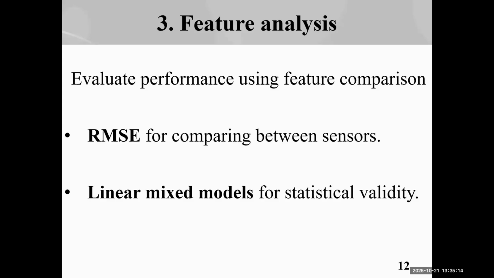And in the feature analysis, after we calculate all the features, now we can evaluate the performance by comparing the features. How will we do so? We use two metrics. The first one is RMSE, for comparing between two different sensors: which one is better? And the second is the linear mixed model for statistical validity. We use the mixed model because each subject is doing repeated trials, and we want to take into account the subject variance.